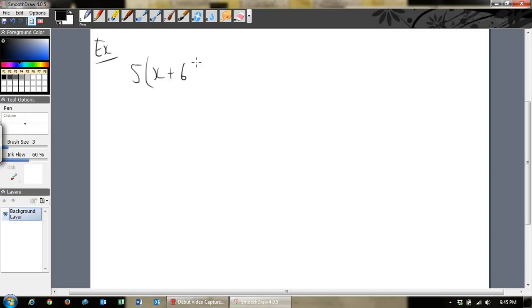5 times x plus 6, minus, let's just say, y times x plus 6. Okay. So remember, when we're factorising, you're looking for things that are in common between the 2 terms. Is there anything in common between these 2 terms? Here's our first term, and here's our second term. And in fact, yes, there is. What's in common? This x plus 6 in brackets is common between these 2.